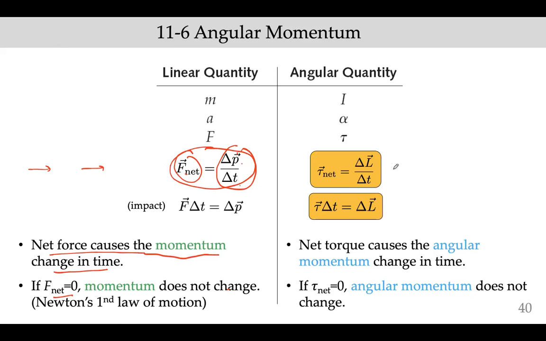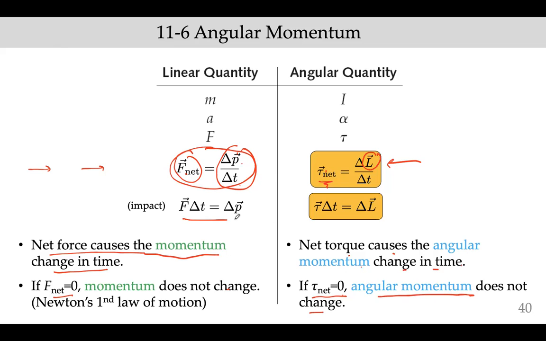And the same thing here. Now look at this equation. Here's the interpretation: net torque causes the angular momentum to change in time. If the angular momentum is changing in time, that means it's either increasing or decreasing, so there's certainly a non-zero net torque. If the net torque is zero, that means angular momentum does not change. Again, it doesn't mean angular momentum is zero. It means it doesn't change. If it's initially zero, it will stay zero. Or if it's initially some number, let's say 5, then it will stay as 5 if net torque is 0.